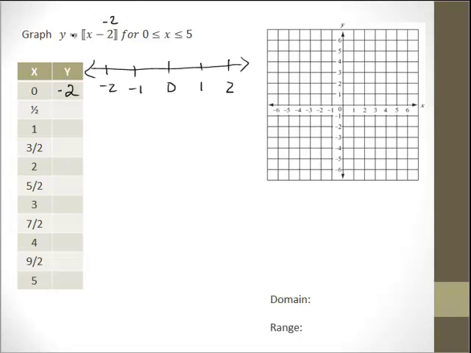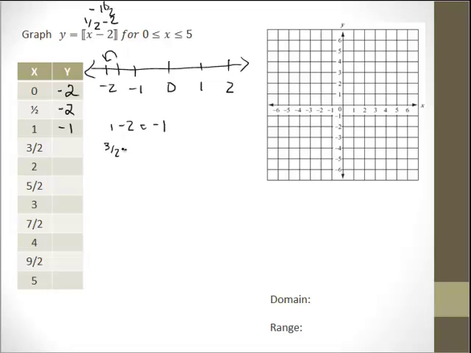Okay, so what if we put in there 1/2? 1/2 minus 2 is going to be negative 1.5. Negative 1.5 is here. What's the greatest integer just less than or equal to negative 1.5? It's going to be negative 2. Okay? So put in a 1. 1 minus 2 is negative 1. Negative 1 is an integer.